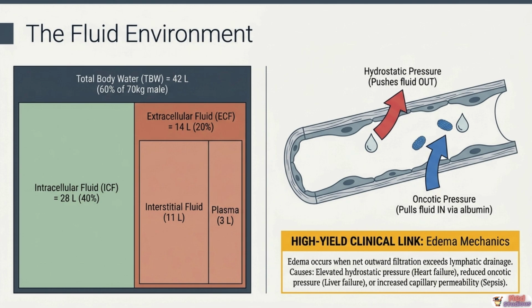Edema occurs whenever net outward filtration completely overwhelms lymphatic drainage capacity. This is triggered by 3 main pathological changes: elevated hydrostatic pressure, seen in congestive heart failure; severely reduced oncotic pressure, seen in liver failure or nephrotic syndrome, or massively increased capillary permeability, caused by inflammatory signaling during severe sepsis.